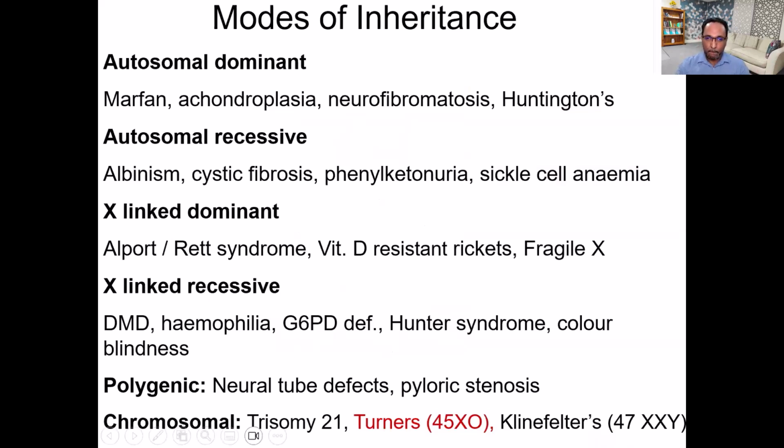So trisomy 21, we've got an extra one at position 21. Turner's 45X, so you should have 46, right? The O means 1 missing. That's a deletion. Klinefelter's is an insertion, you've got an extra one, 47XXY.